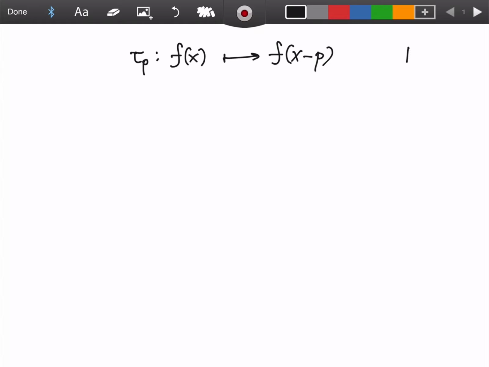Okay, so let's assume p is in R^d. Let's say d equals 2 for an image. So we have two location coordinates, d equals 2, right? This is the dimension of the domain, and we are simply shifting the image by some vector p. So this is called the translation operator, or shift, if you will.